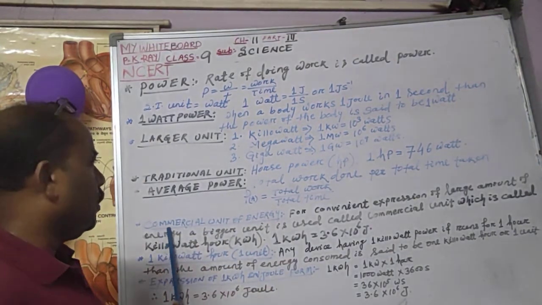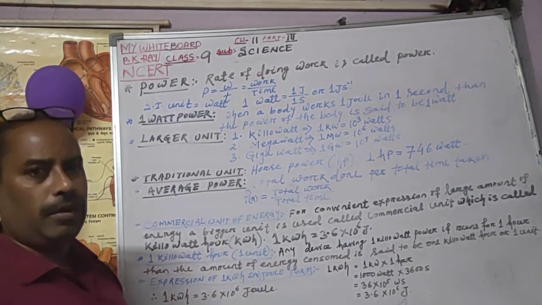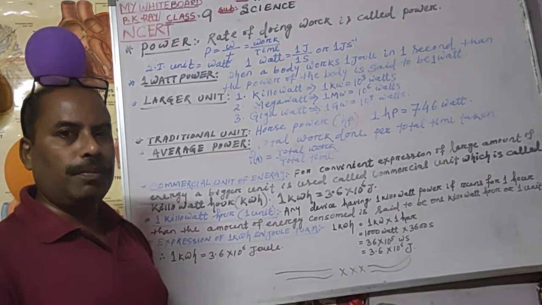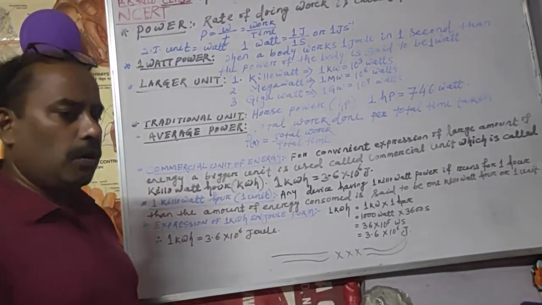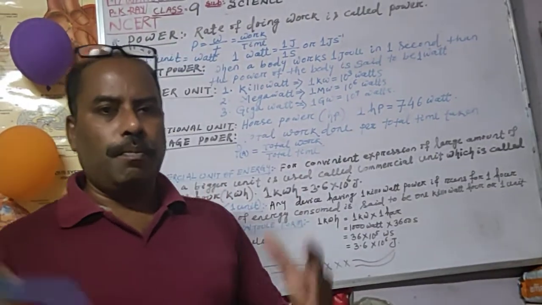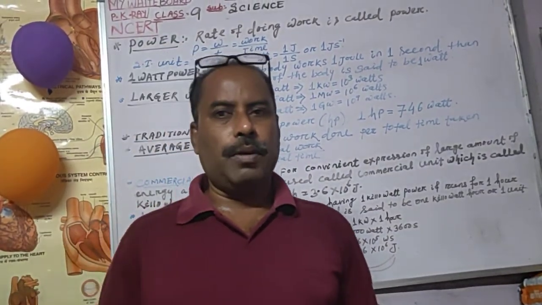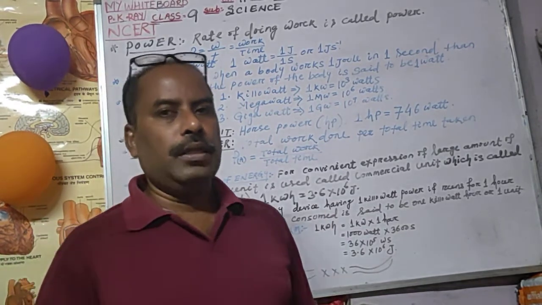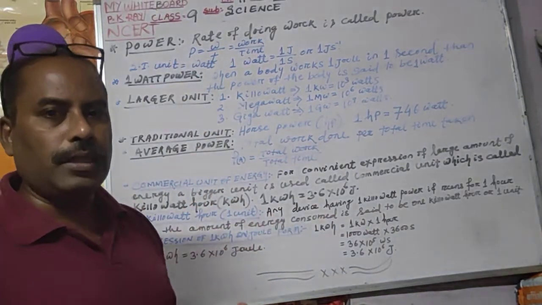Now, we'll come to the commercial unit of energy. Power is over. Commercial unit means where energy is used on a large scale, like a big apartment, big market, or big establishment. Their energy is used in a larger quantity.